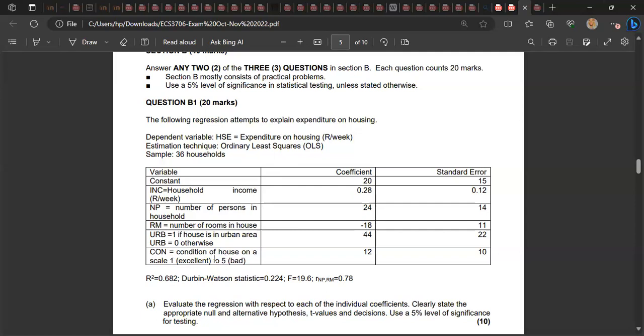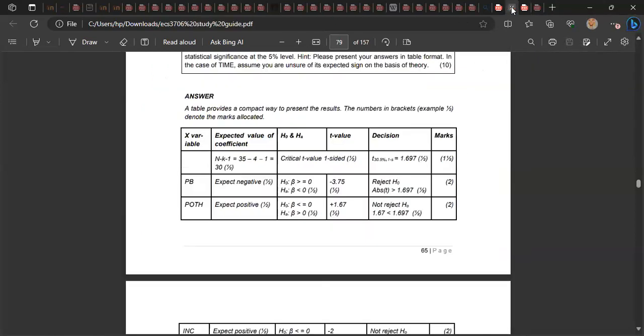So in this instance, again, we are expecting a negative relationship: a negative relationship on RM and a negative relationship on CON. That's the expectation there. This is how you fill that in. You take your X variable, put it there, and then put the expected signs in the next column.